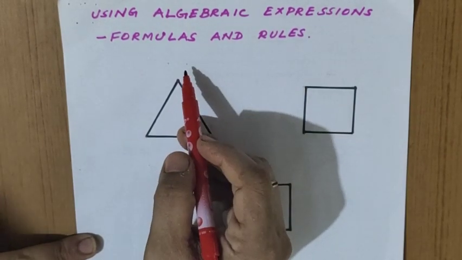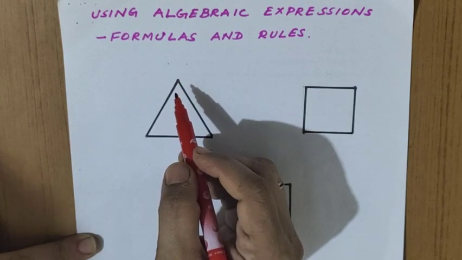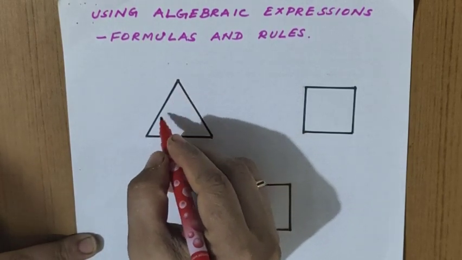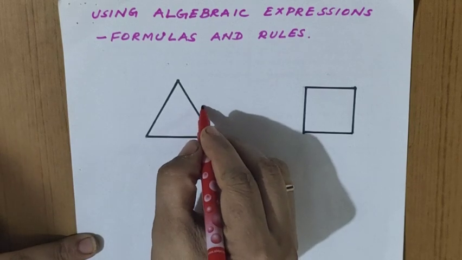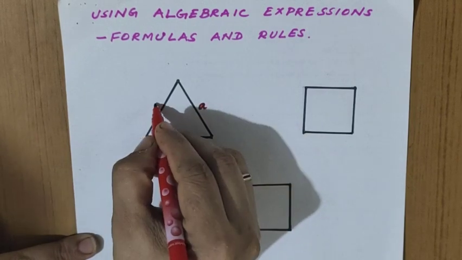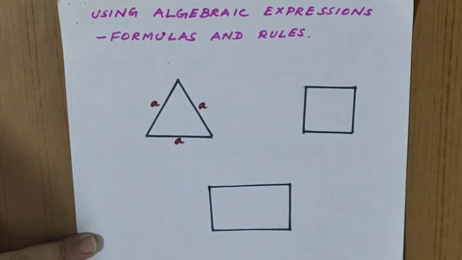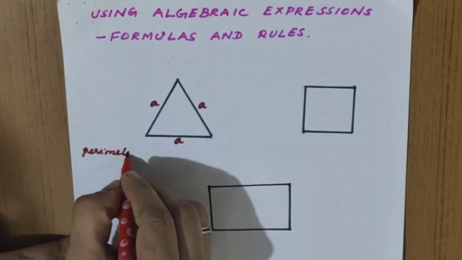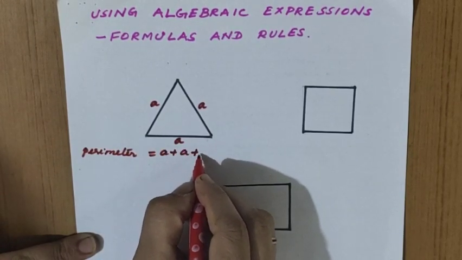See, in maths we know the formulas and all. Formulas are formed based on generalized rules only. Now this is an equilateral triangle. What is the perimeter of this equilateral triangle? If the length of one side is a, then the second side is also a only, since it is an equilateral triangle. So the perimeter, we will write, is a plus a plus a.